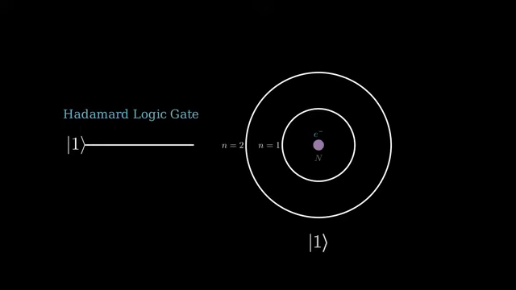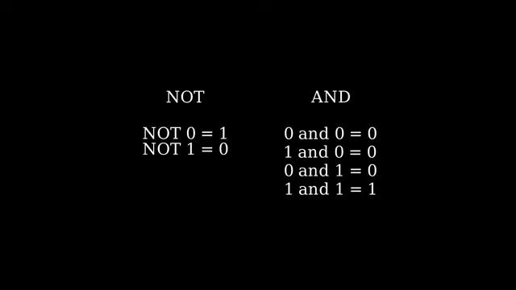Similarly to the classical logic gates, a quantum logic gate is just an operation that takes a qubit in a given state and changes it in some known and repeatable way. We can do these gates on 1 or 2 qubits. Think classically: we had the NOT gate, which flips a single bit, and the AND gate, which takes 2 bits as inputs and only returns 1 if both of the inputs are 1.